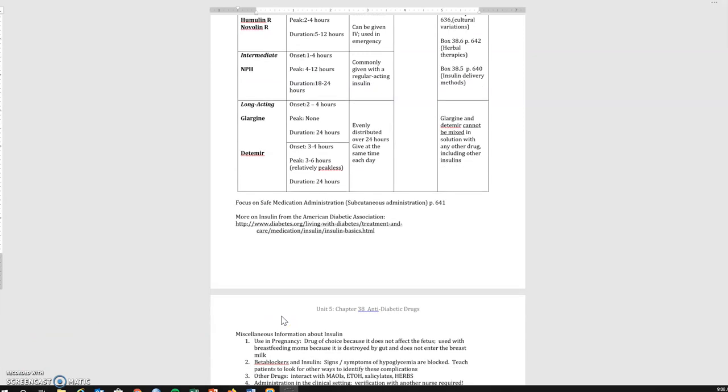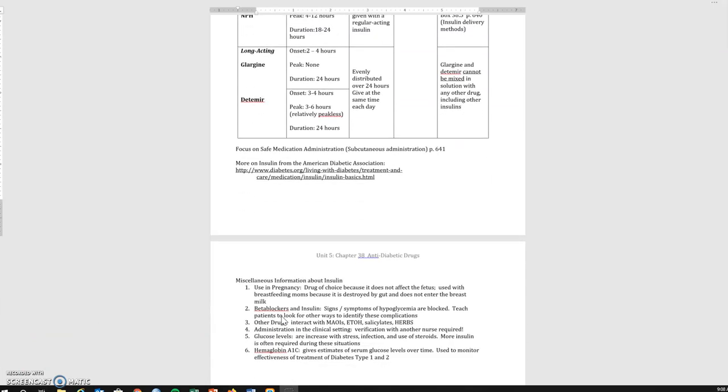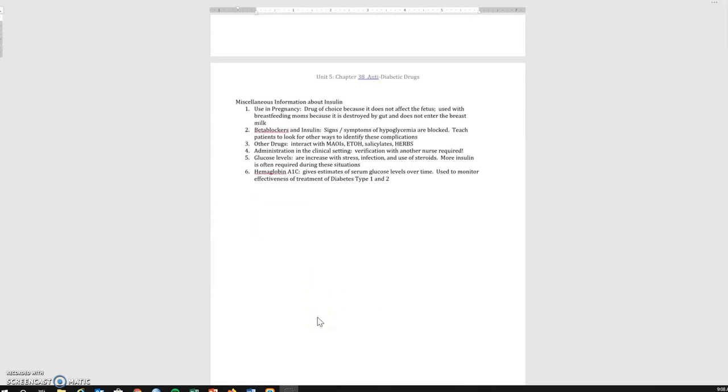So focus on that safe administration. There is some extra insulin information from the American Diabetes Association. You will learn more about diabetes, insulin, and oral agents when you take your med-surg course on diabetes mellitus. Please note that insulin is the drug of choice for individuals who are pregnant or breastfeeding, because insulin is destroyed by the gut and does not enter the breast milk.